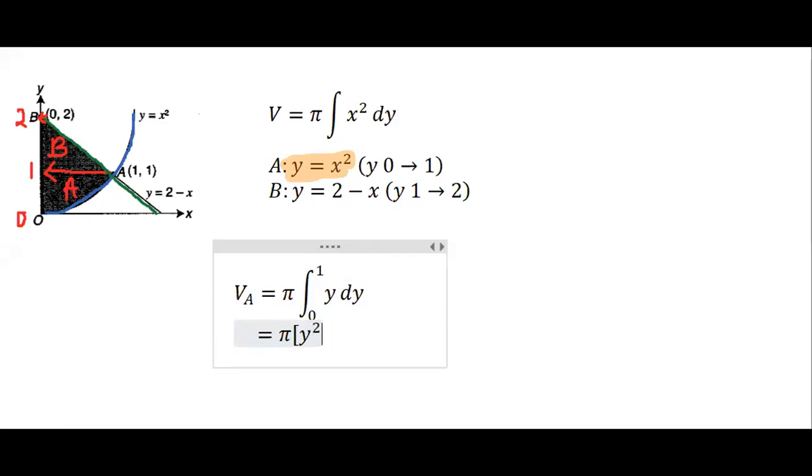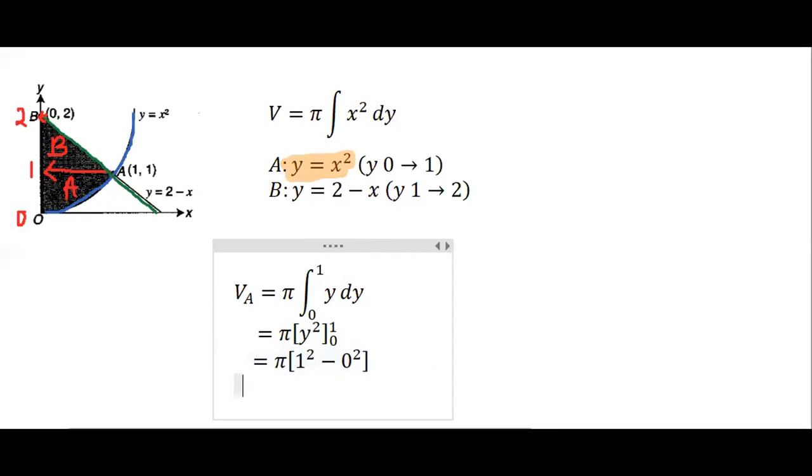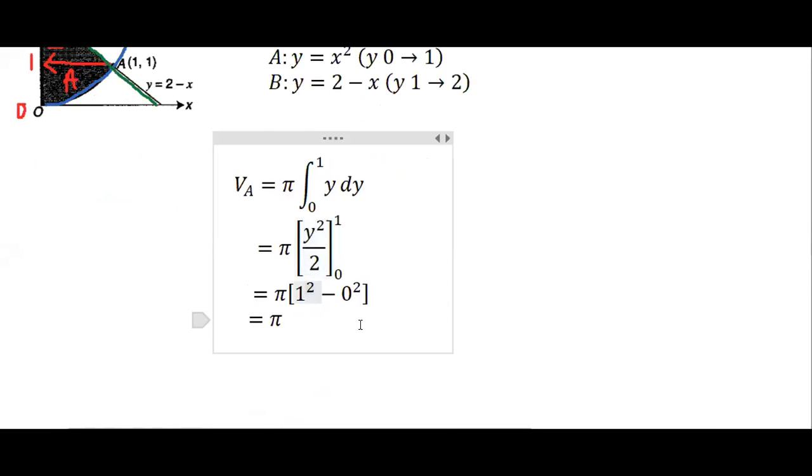Pengamiran y, y squared, correct. It's from 0 to 1. Let's sub in. Okay, 1 kuasa 2 tolak kosong kuasa 2. 1 square minus 0 square is 1 square. It's still pi. Oh, divide by 2. Thank you for reminding teacher. I forget y square per 2. Almost forget already.